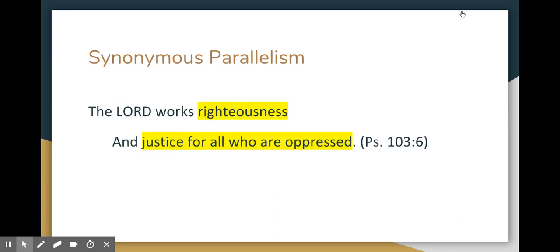Let's look at another example. The Lord works righteousness and justice for all who are oppressed. So this is a partial synonymous parallelism. It's partial. The whole entire line is not restated in the second line, but righteousness and justice for all who are oppressed are restated. So let's take a look at the next type of parallelism.